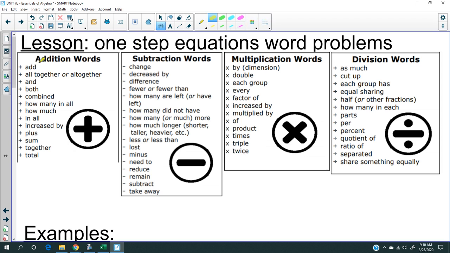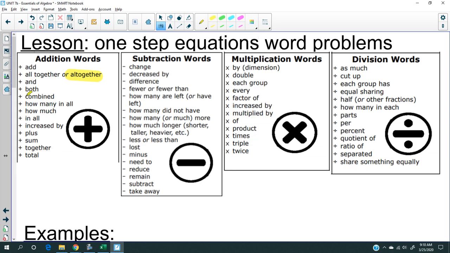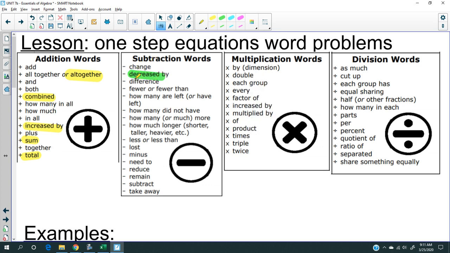So what are some keywords for addition? All together, that's a big one. Combine, I guess. Don't go with how much. Increase by, yep. Sum and total. Okay, so let's change colors here. What about this? Decrease by, right? Difference. Fewer. Left. I don't want to be one of those people who highlights everything.